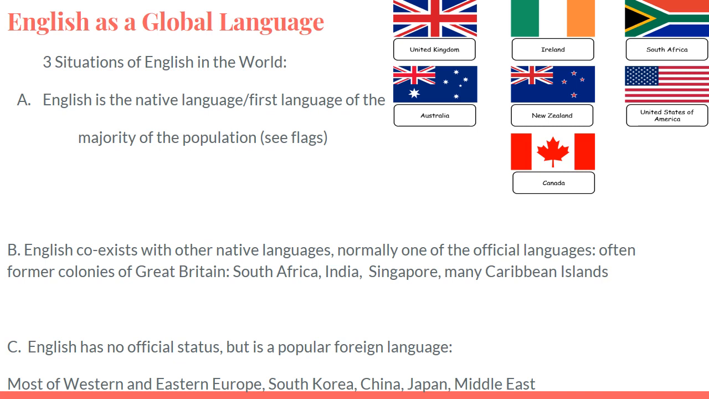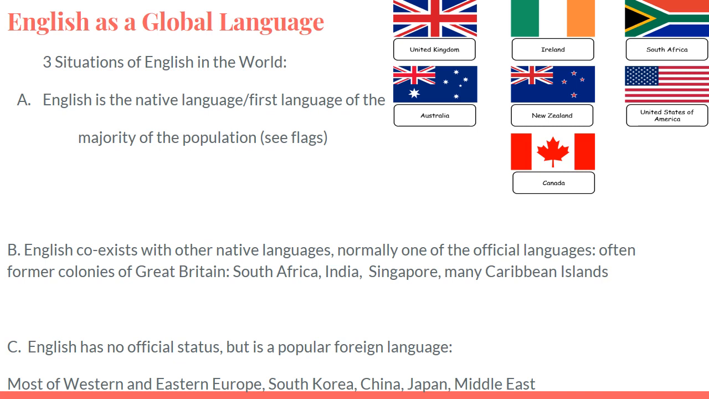Baker then ends the chapter primarily by discussing English's role as a global language. And so Baker explains how English is a global language in three different contexts. The first context is when English is the native language, the first language of the majority of the population. If you look to the flags to the right, you can see countries where English is the majority language. So the United States is one of those situations where it's the native language of the majority of the population in our country.